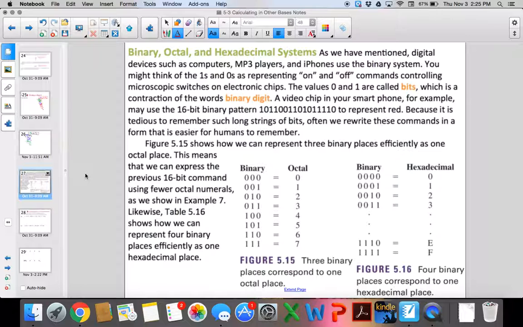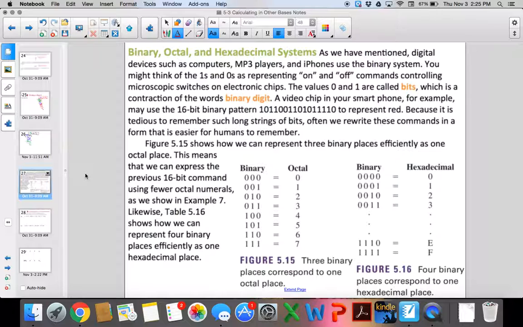So, we're going to talk real quickly about binary, octal, and hexadecimal systems. As we've mentioned, digital devices such as computers, MP3 players, and iPhones use the binary system. You might think of the ones and zeros as representing on and off commands, controlling microscopic switches on electronic chips. So the values 0 and 1 are called bits, which is a contraction of the words binary digit.